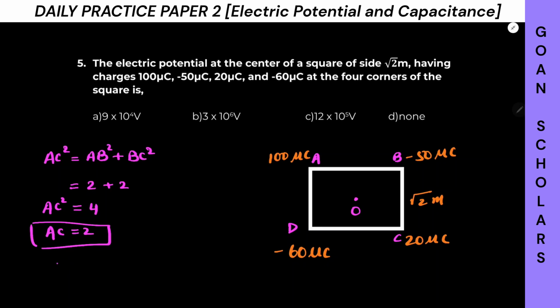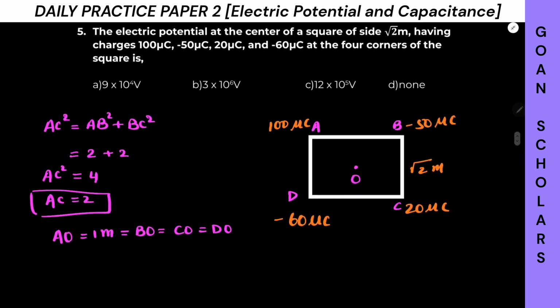So if our AC is 2, what will be our AO? Sir, AO will be 1. Correct? 1 meter, and that is also equal to BO. This will be equal to CO, that will be equal to DO, correct? All are 1 meter. I hope this is clear. If they all are 1 meter each, then we can find the potential.